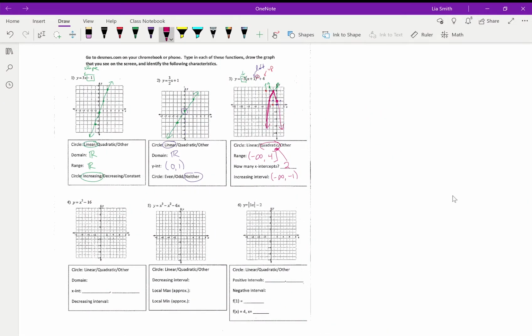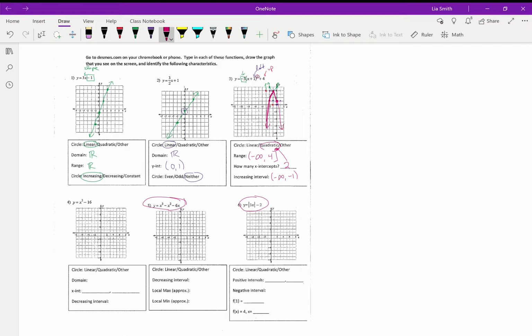You'll notice down here, these, please use Desmos. We haven't done anything like that. And then copy those graphs. Okay, we should be ready to move on now.